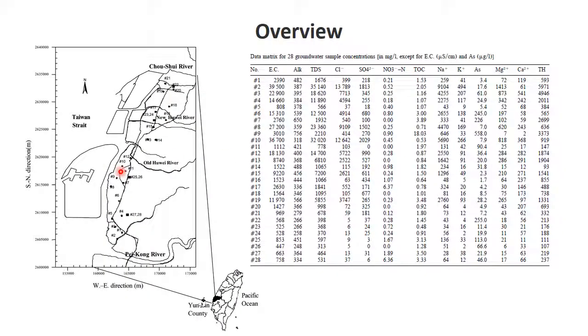So here's the data. It's in Taiwan, as I mentioned, in Yunlin County. We have 28 samples of water quality in the groundwater. This is our data matrix, and we measure a number of things: some cations, ions, electrical conductivity, alkalinity, total dissolved solids, total organic content, and TH, which is total hardness of the water sample.